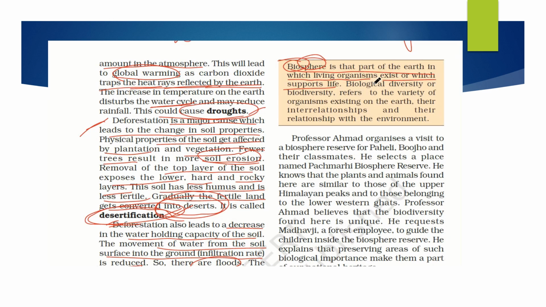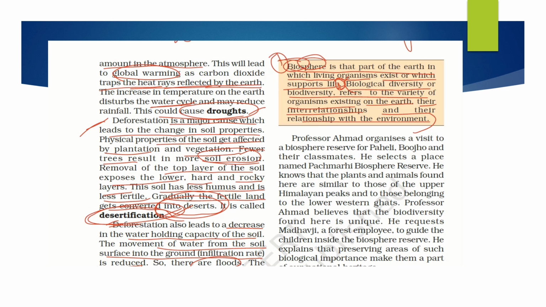And what is biological diversity or biodiversity? Biodiversity refers to the variety of organisms existing on earth, their interrelationships and their relationship with the environment. So here you are getting two definitions. The first definition is biosphere and the second definition is biological diversity or biodiversity, that refers to the variety of organisms. So there are many organisms of various species, various genus, all existing on the earth, and their interrelationship and their relationship with the environment, right?